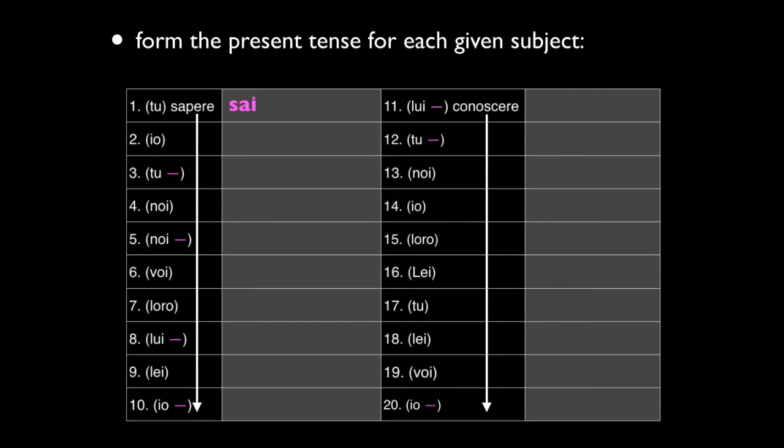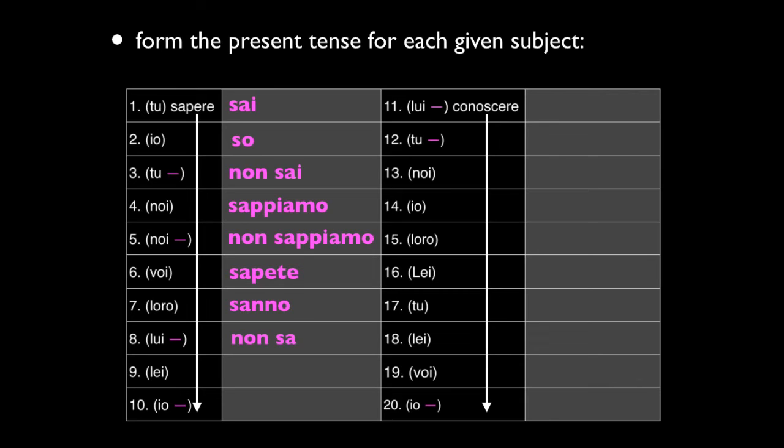All right, if you're ready to go now, number 2 here is io so, I know. Number 3, you don't know, is tu non sai. 4 is noi sappiamo. 5 is noi non sappiamo, we don't know. 6 is voi sapete, you all know. 7, loro sanno, is they know. 8, he doesn't know, is lui non sa. 9 is lei sa, she knows. And 10 is io non so.